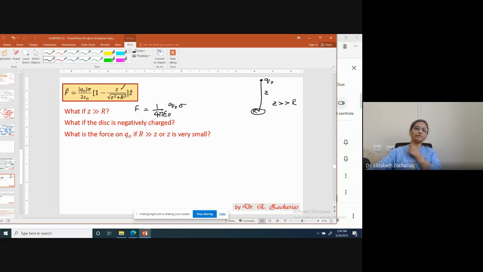Okay, let's not write it in terms of sigma. I'll tell you what one should finally get. You should be able to get Q naught Q divided by Z square. Check and see, you should get this. Okay, next thing. What if the disk is negatively charged? If the disk is negatively charged, the force will be attractive.